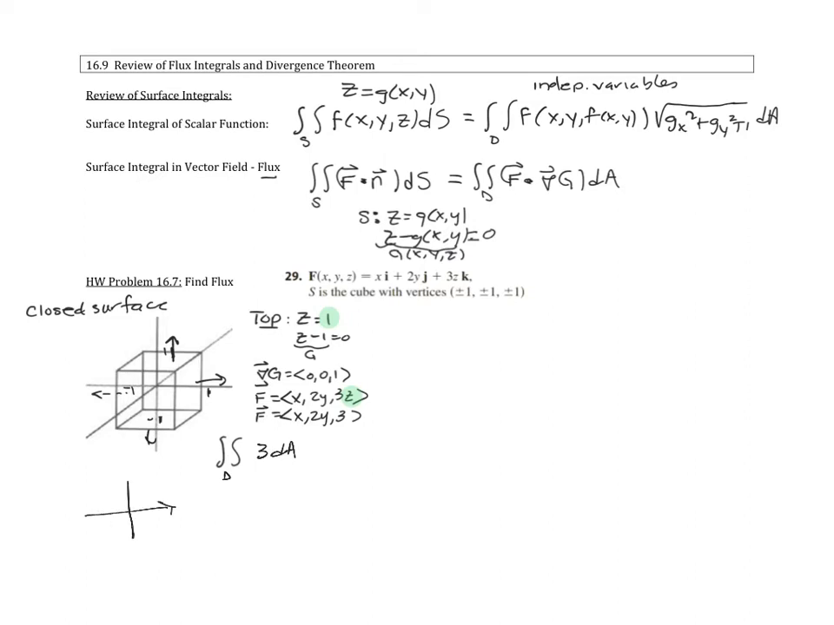So in the xy plane, D is, whoops, from -1 to 1. And so the shortcut way of doing that integral is this is just going to be 3 times the area of that square. And that square is 2 units on each side. So we would get 12. I said 12 and I wrote 14.